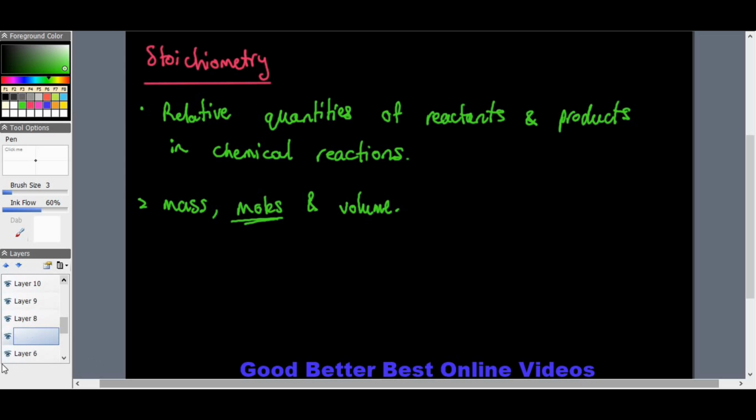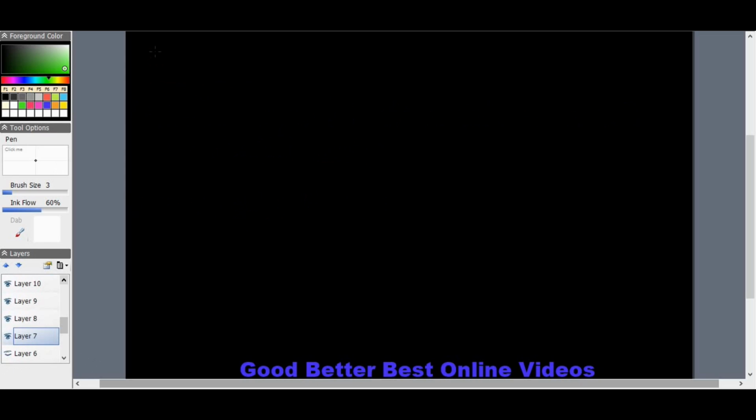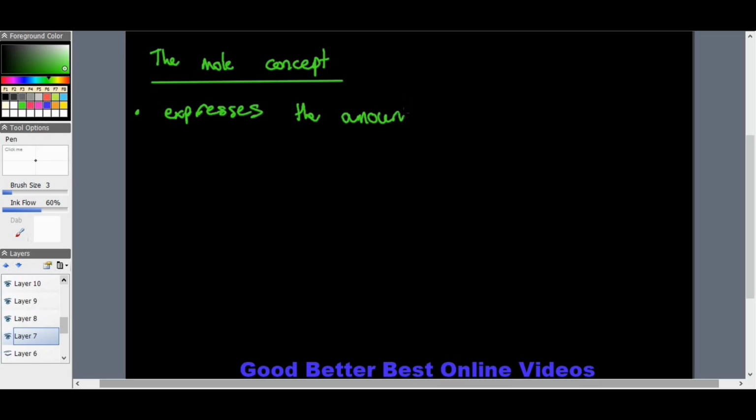Now let's have a look at something called the mole concept, which is the word I mentioned earlier in the previous slide. The mole is basically a unit of measurement which you need to take down, which expresses the amount of chemical substance. So in other words, it's the amount of a substance, or the amount of the reactant. That's what is used when you say how many moles. It's basically the amount of something that I have. The unit is just called mole.